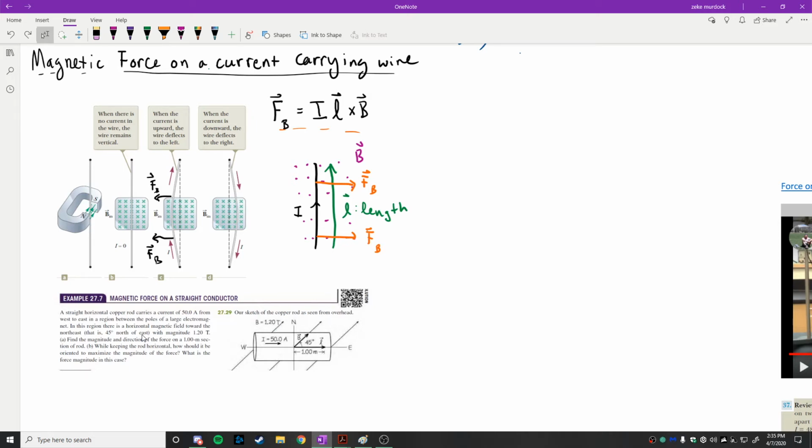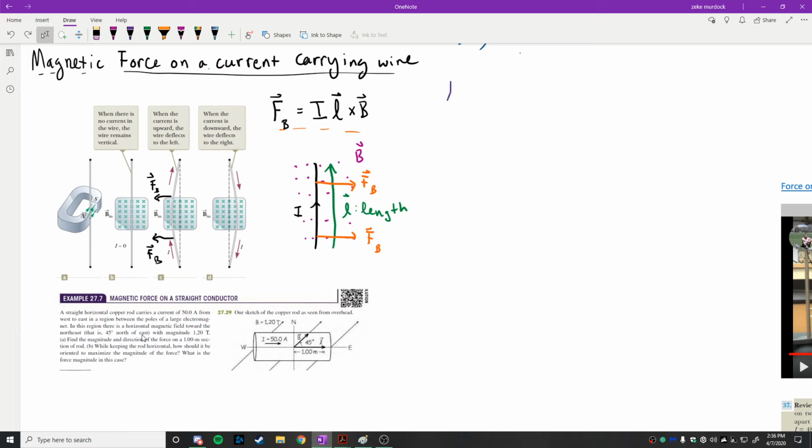Find the magnitude and direction of the force on a 1 meter section of the rod. While keeping the rod horizontal, how should it be oriented to maximize the magnitude of this force? And what is the magnitude of the force in this case? So the first thing is to find the magnitude and direction of the force on a 1 meter section. Now, this is pretty easy to do here. Let's define what these vectors are real quick.